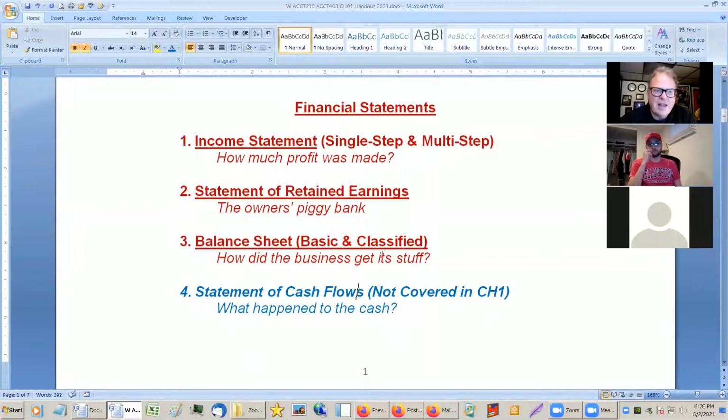All right, so the statement of cash flow is an important one, but we're not gonna cover it in this, because it actually is a little bit complex, which is why we're not gonna cover it right now in this class. But the statement of cash flow is not covered.